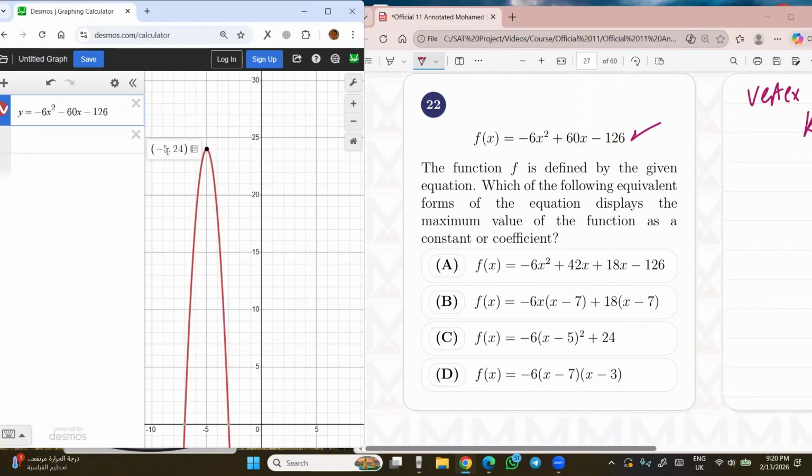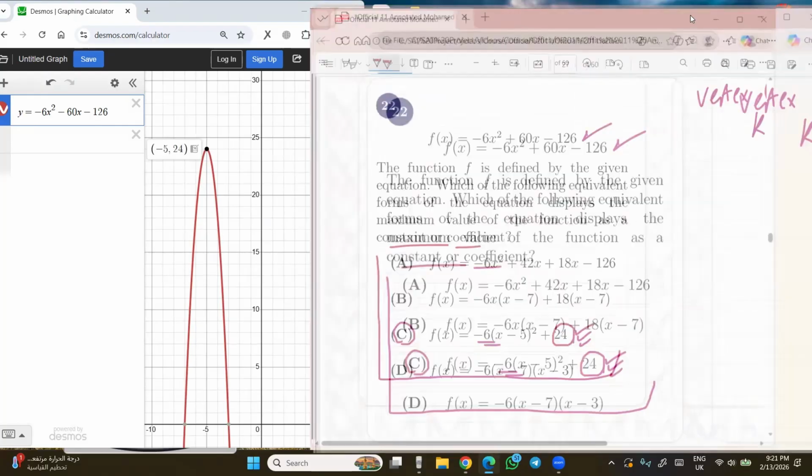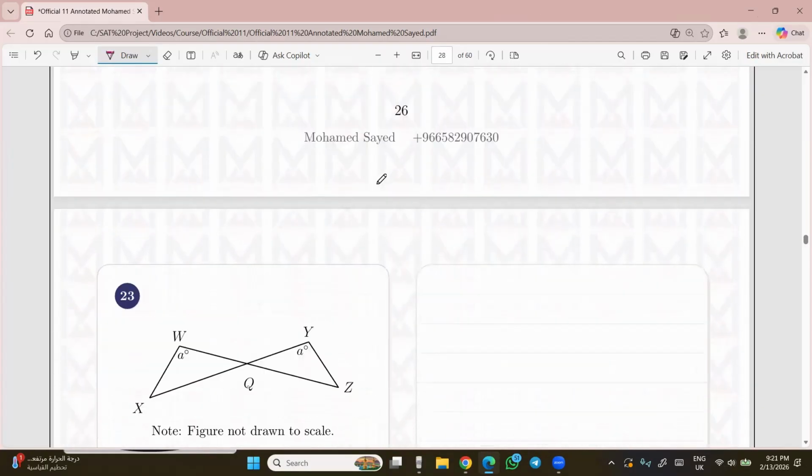Yes, here it is. The maximum is k, not x, not h. So 24. Look at the options. Which one contains 24 as a coefficient or constant? Yeah, this one. The only one contains a constant of 24, not a coefficient. Coefficient is something like this. But it says coefficient or constant, whatever. One of them is okay. So 24 is given in the maximum, and also is given in option C. So option C is the answer. That's the easiest method to use to solve this kind of question.